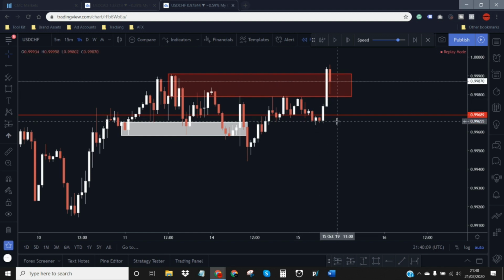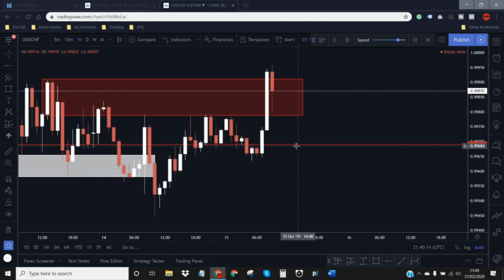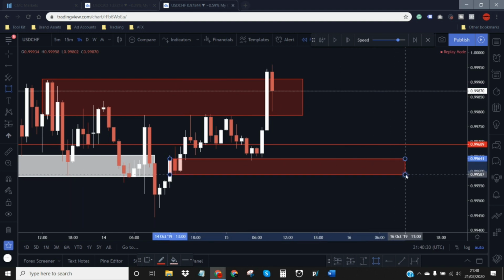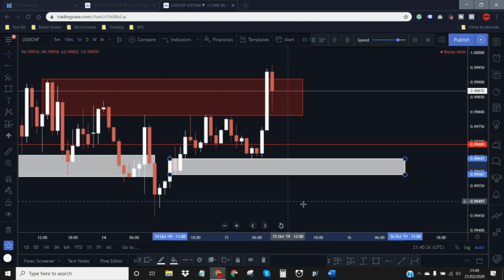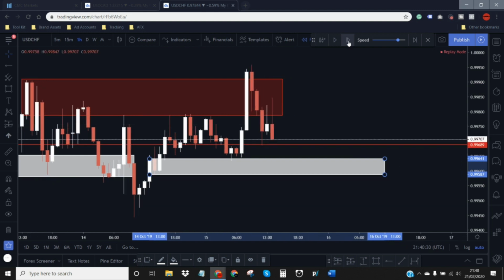All right, so now that this has been broken, we want to do the same thing again. We want to draw in levels that are holding up price, bullish engulfing structure, right? So let's continue.